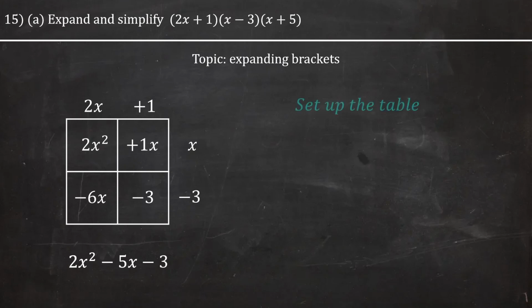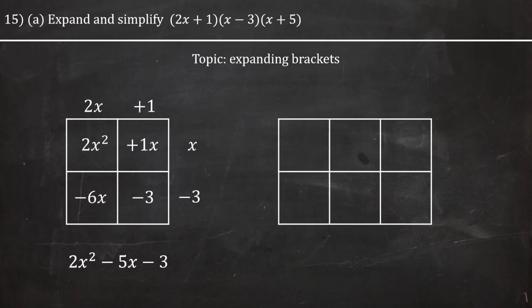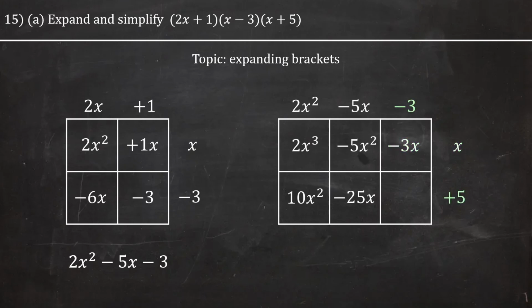So I'm going to set up a new table. This one is going to be 3 by 2. And I'm going to get 2x squared minus 5x minus 3, and then x plus 5. Same thing as before, multiply, top times right. 2x squared times x is 2x cubed. 2x squared times 5 is plus 10x squared. Minus 5x times x is minus 5x squared. Minus 5x times 5 is minus 25x. Minus 3 times x is minus 3x. Minus 3 times 5 is minus 15.